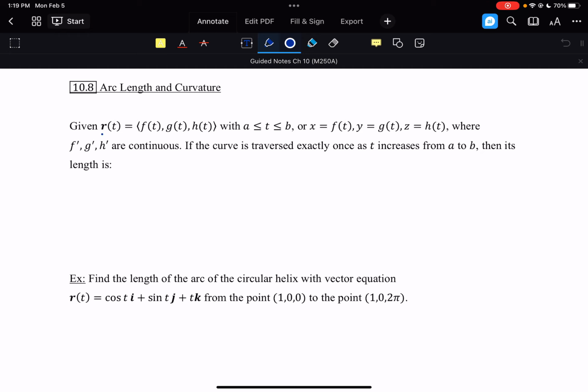So given a vector function r of t whose components are f, g, and h, all in terms of a parameter t going from a to b, where all of the first derivatives are continuous for these functions, if the curve is traversed exactly once as t increases from a to b, then its length can be found using the formula L equals the integral from a to b of the square root of f prime of t squared plus g prime of t squared plus h prime of t squared dt.